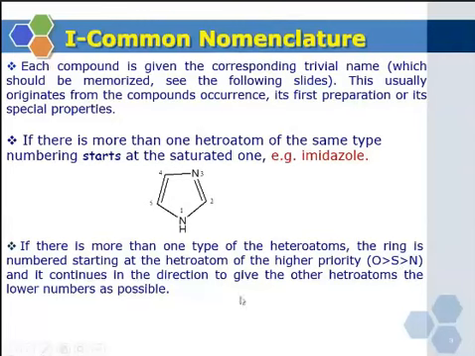And it continues in the direction to give the other heteroatom the lowest possible number. Suppose we have more than one heteroatom in a heterocyclic ring. Of course, as per priority, the higher priority heteroatom is supposed to get the position number 1. However, when we move forward, we should do the numbering in such a way that the other heteroatom present in the ring gets the minimum possible number.